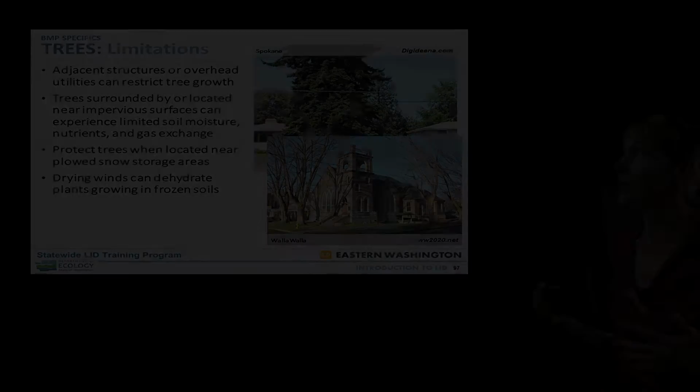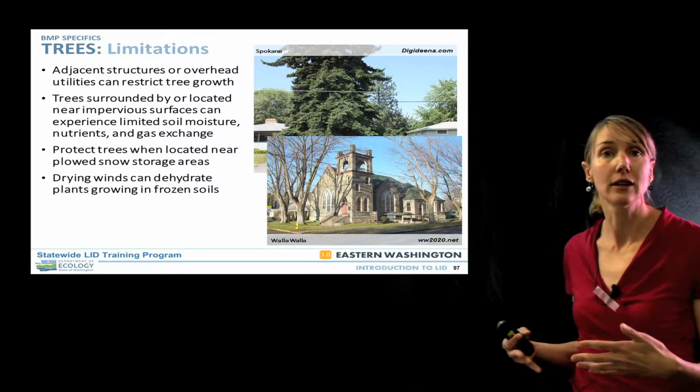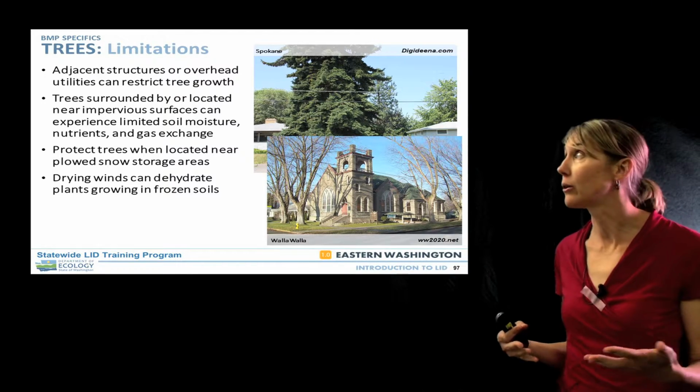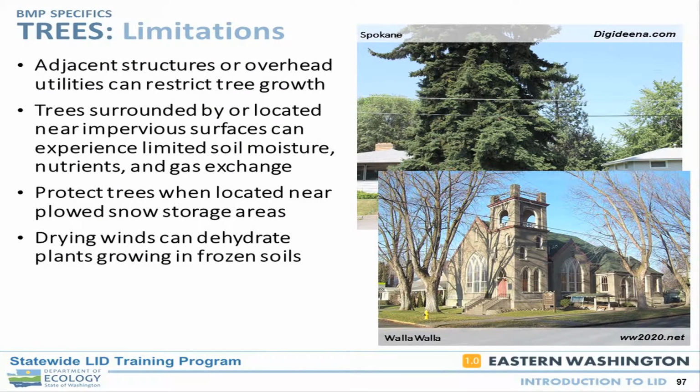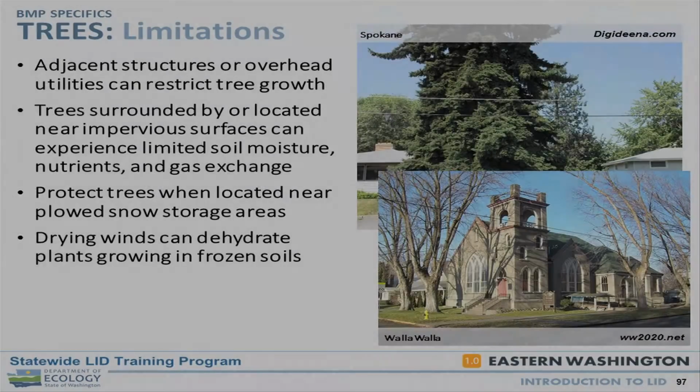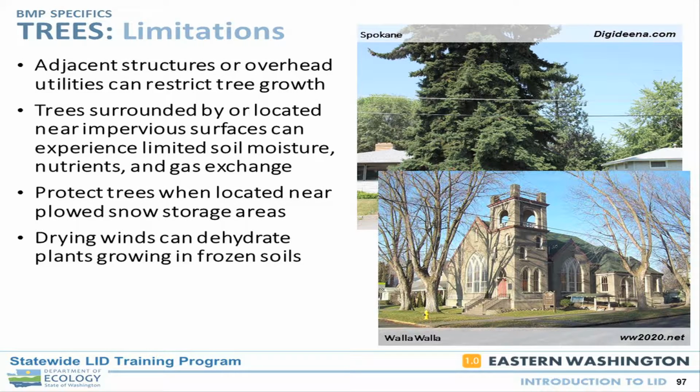And these are the limitations: adjacent structures and overhead utilities, because those can restrict tree growth, and really wanting to factor those in when siting for trees. If there isn't enough soil volume and you're locating a tree near impervious surfaces, then it really can limit the amount of soil moisture, it can limit the amount of nutrients as well as gas exchange, and doesn't set the tree up for success. And trees can be expensive things to replace, so really wanting to initially in the site design set those trees up for success.